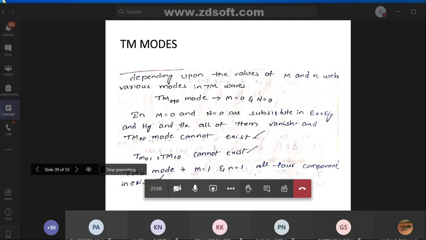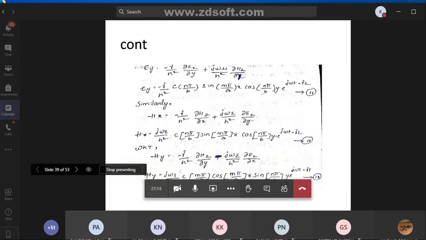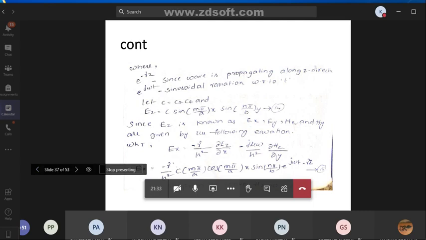Okay, so we will start today's session with TM modes. In the last session, we discussed the propagation of TM modes in rectangular waveguides. We derived the different components in the x and y directions: Ex, Ey, Hx, Hy. So what is the Ex equation? Here Ex is equal to this one.